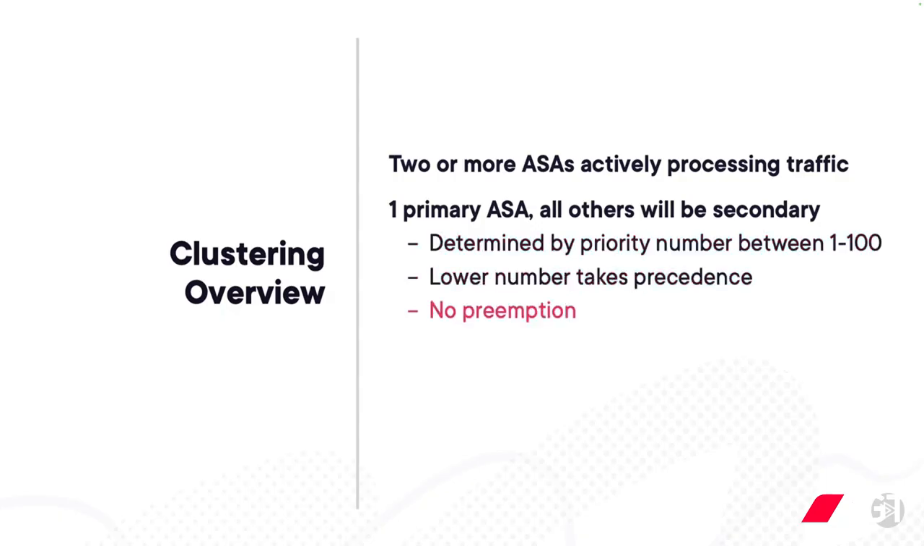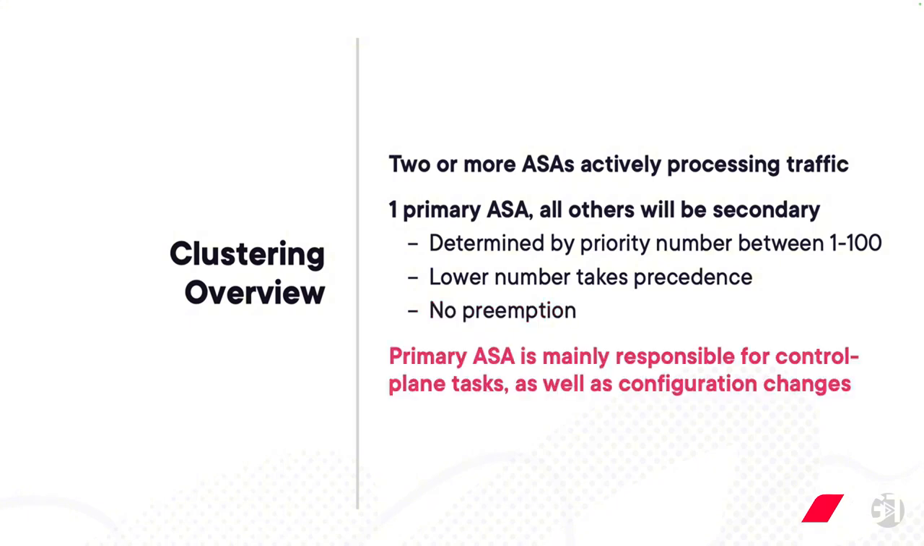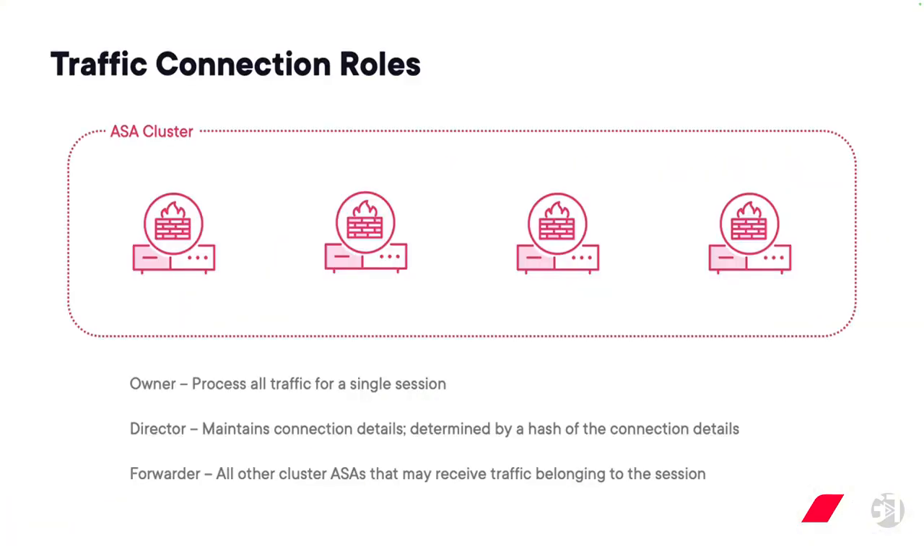And this priority is determined upon cluster setup, so like active standby, there is no preemption. Once an ASA is the primary, it will stay that way until manually configured otherwise, or a failover event occurs to the primary ASA. Finally, the primary ASA is the one that performs most of the control plane tasks. So for things like dynamic routing, the primary will build out the routing table and then push that table out to the secondary members. It is also the ASA that configuration changes occur on and then pushes those changes to all other cluster members.